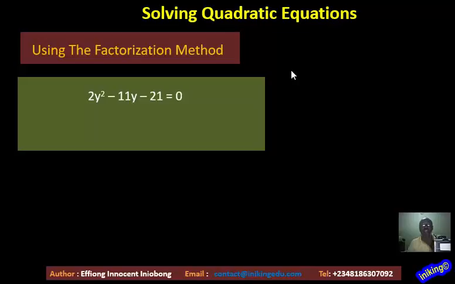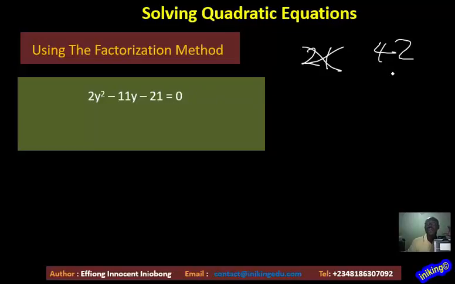Here we have 2y squared minus 11y minus 21. Of course, as I've just explained, we are not going to look for factors of 21. No. Rather, we're going to do what? Multiply 2 by 21 to give us what? 42, because our y squared here has a coefficient of 2, which is not 1. So we multiply 2 by 21 to give us 42.